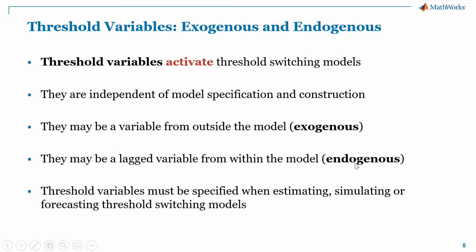Alternatively, your threshold variable might come from within the model itself, as in the case we're looking at here with inflation rates. So we're going to create a threshold switching model of the inflation rate, and we're going to use a lagged version of the inflation rate as our threshold variable. The idea being that if the inflation rate goes outside of the normal bounds, then after a period of maybe several months, a lagged period, that might trigger a change of state in the model, which we then want to incorporate into our model of the inflation rate going forward, like that.